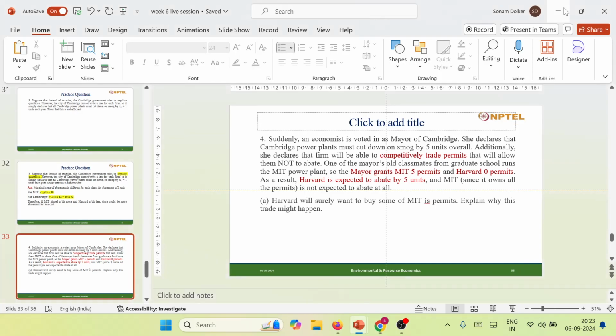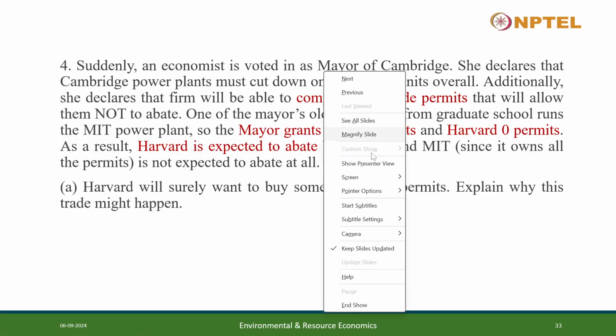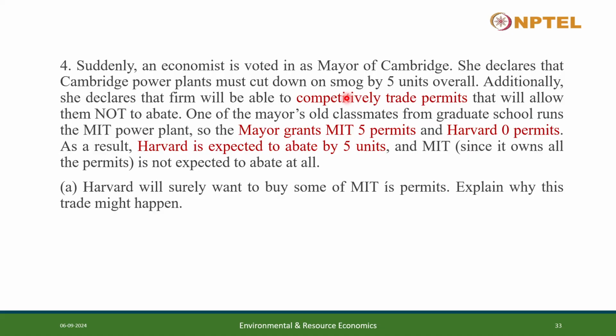I'll continue with the same. So here what we are saying is that now there is an emission system, the tradable permit system. So the third case where the tradable permit system is imposed, right? So, competitively trade in permits, and what we said is that in favor of the MIT plant, they have been granted 5 permits, and Harvard is granted 0 permits.